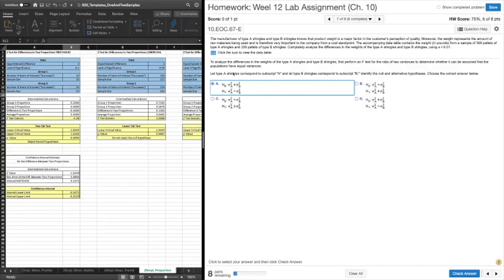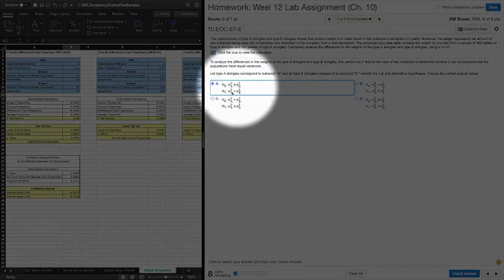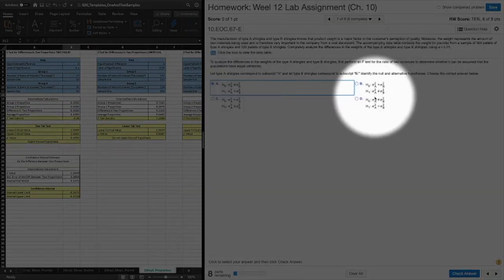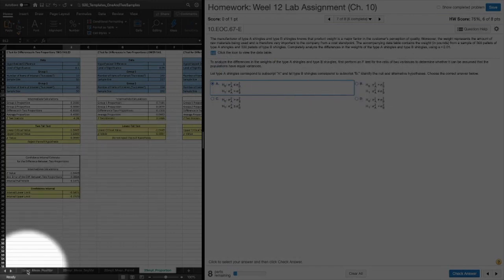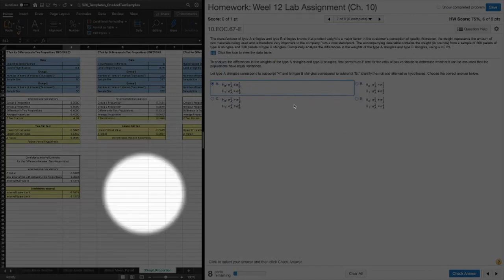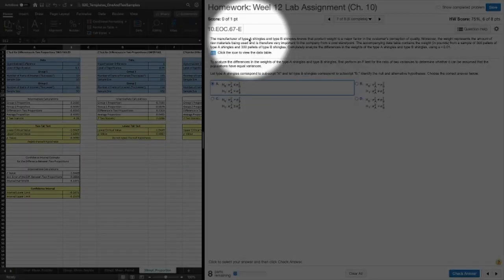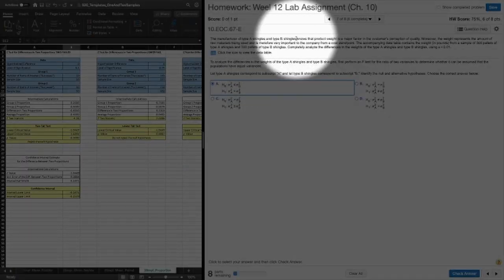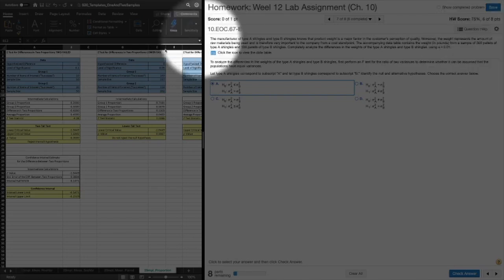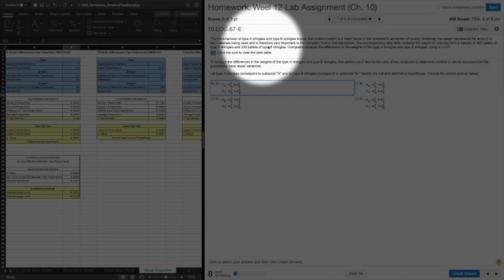Okay, question 7 is going to be the same type. How do I know that? Because we are first testing for the sigmas right here. So we are going to test for the sigmas and determine whether we need pooled variance or separate variance. The manufacturer is comparing type A shingles and type B shingles. We have a first sample for A and a second sample for B.